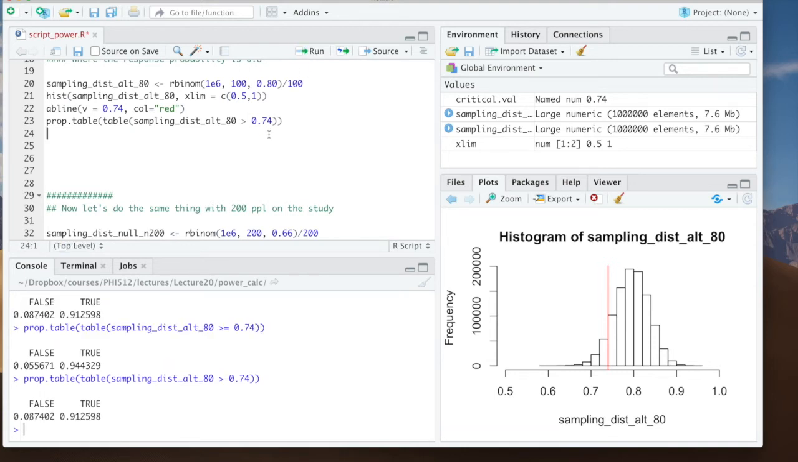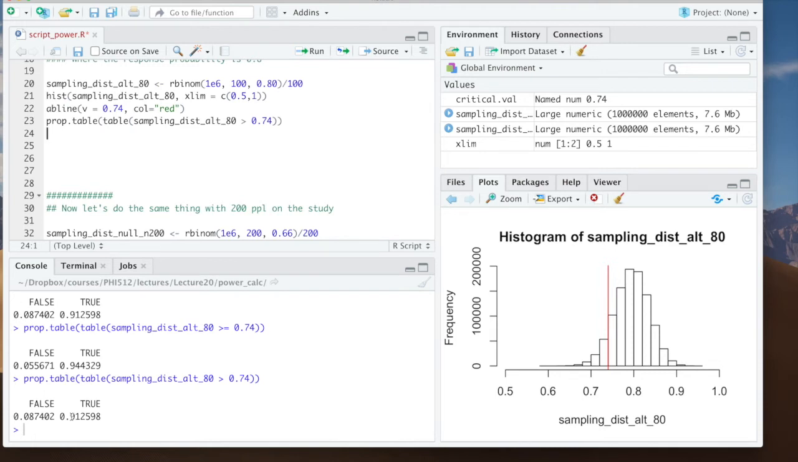Anyhow, again, taking a step back, what does this mean? This means that under this imagined alternative, where the response probability on remdesivir was 0.8, roughly in 91% of trials, we will reject the null hypothesis correctly because remdesivir here is effective. So our power in this case would be 0.91 or 91%.